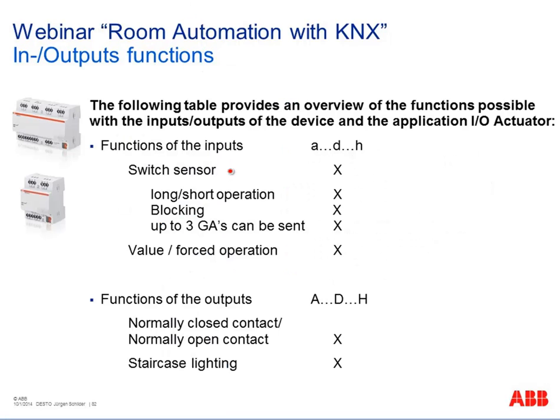So when we have a look at our parameters, the possibilities of the inputs, you will see all these inputs. We can use them as a switch sensor with different possibilities: long, short, or blocking. We can send up to 3 group addresses, and we can send values, maybe to call a scene, 1 byte or 2 byte, but not more. It is not possible to connect a button and send, for example, dimming telegrams or shutter telegrams to a shutter actuator. This is not possible with these devices, because only the switching function or sending a value is available. And the outputs are also limited in functionality.